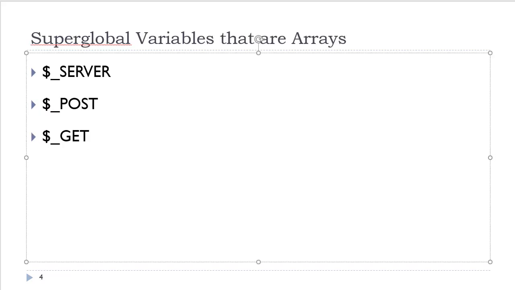PHP has several super global variables that are actually arrays. We have looked at $_SERVER, $_POST, and $_GET. These are actually arrays because they contain several elements.